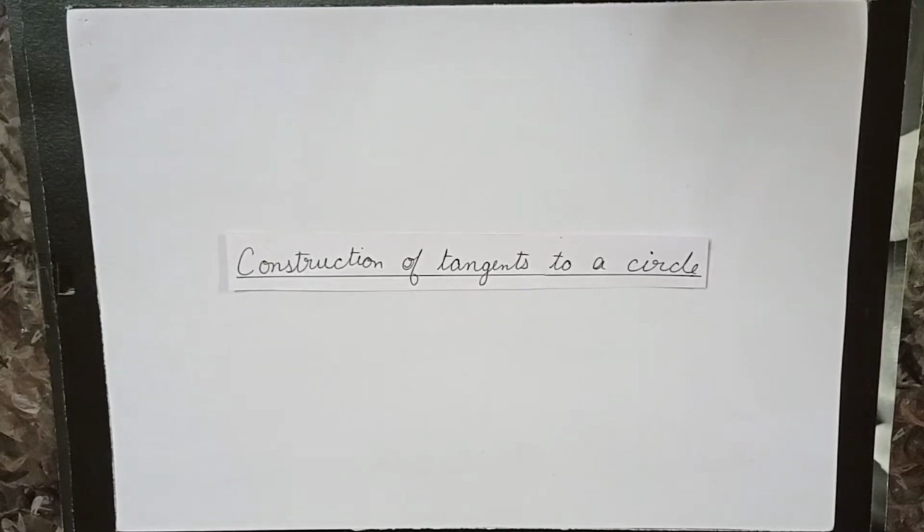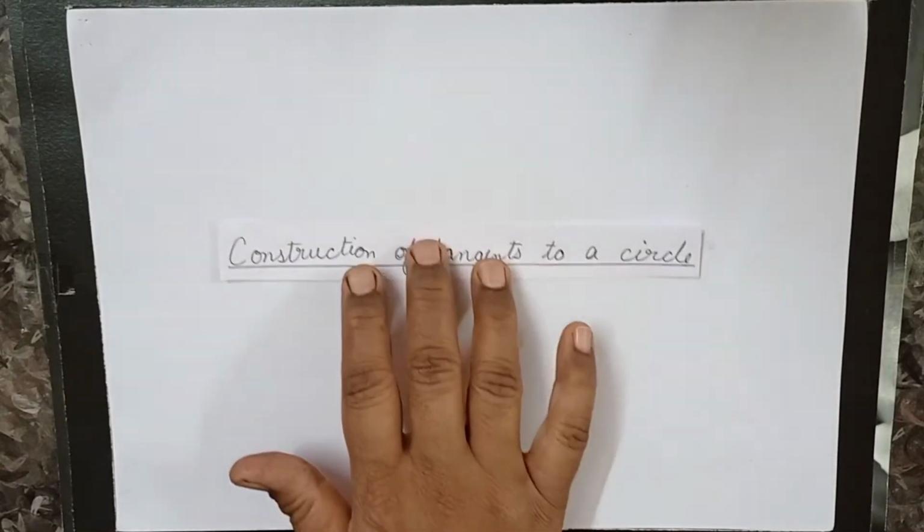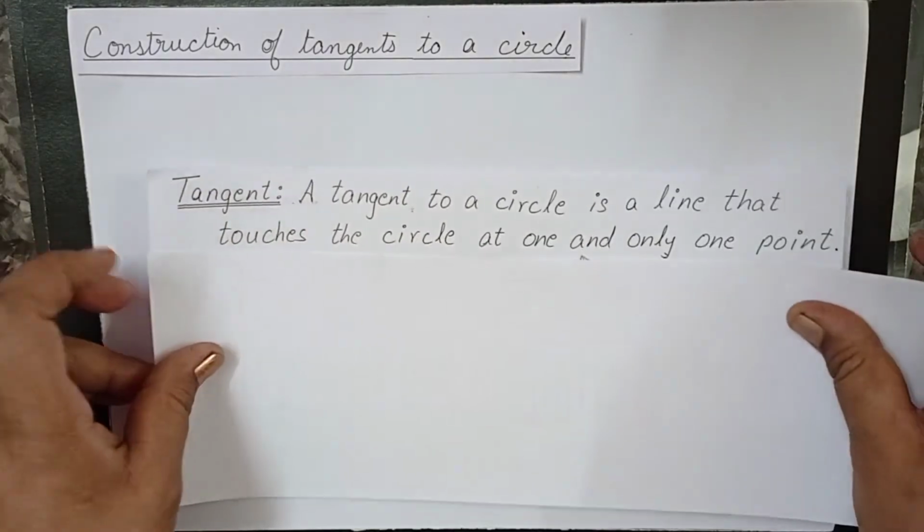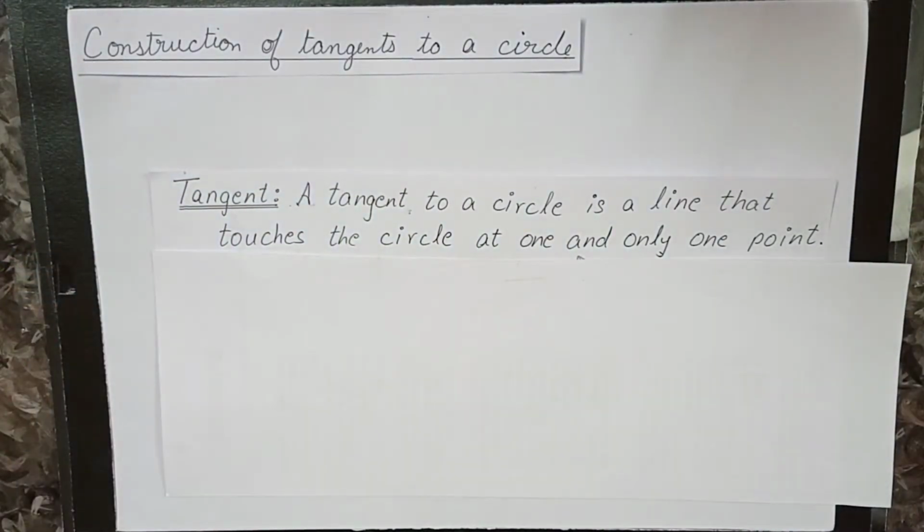Today we are going to see construction of tangents to a circle. Let us clear a few basic concepts based on tangents. First and foremost, let us see the definition of a tangent. A tangent to a circle is a line that touches the circle at one and only one point.